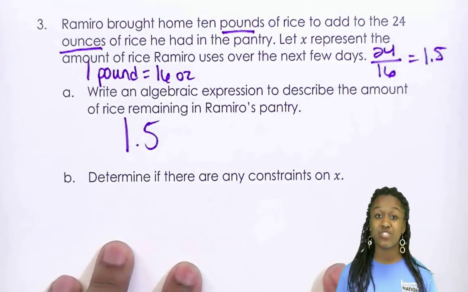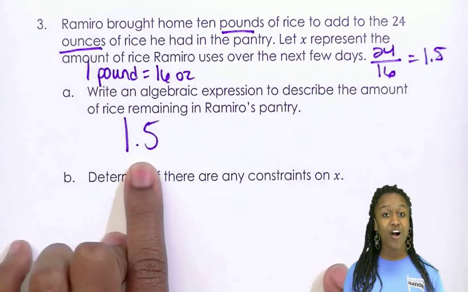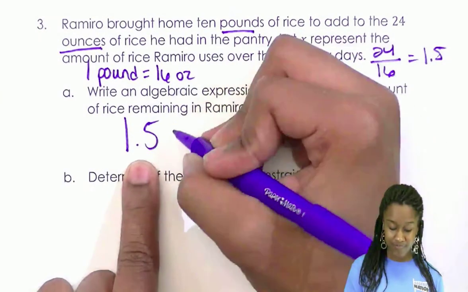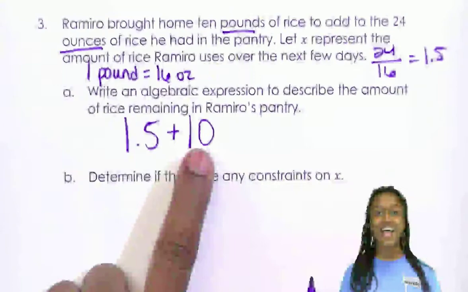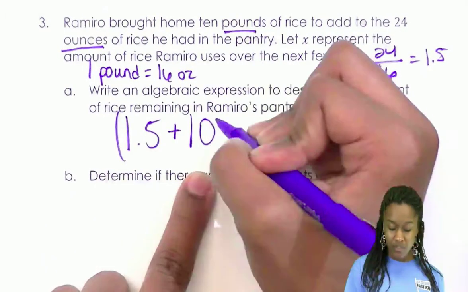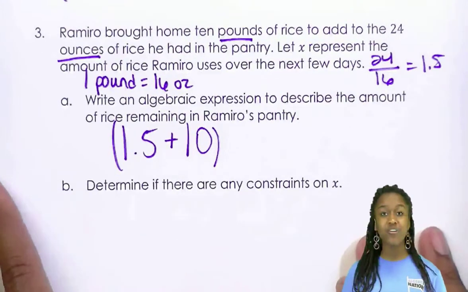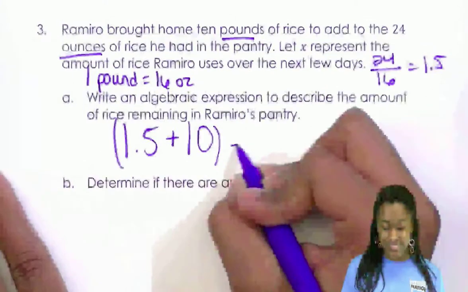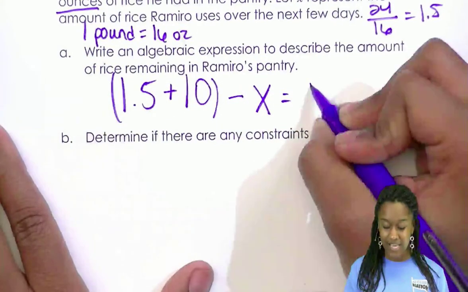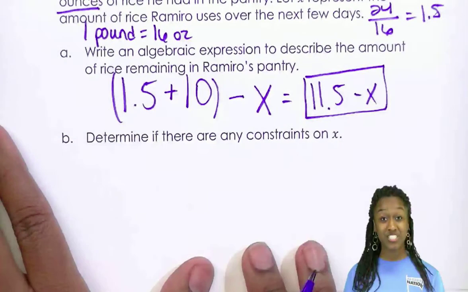Part A asks us to write an algebraic expression to describe the amount of rice remaining in Ramiro's pantry. So we already have 1.5 pounds that was there before Ramiro brought home 10 more pounds, right? So we need to add that 10 pounds to our 1.5 pounds that we already had. Now we know that X represents the amount of rice Ramiro uses over the next few days. If Ramiro is using the rice, then he is taking it away, right? And we know he's taking away X amount. So we can also write this as 11.5 minus X. And that is our algebraic expression for part A.